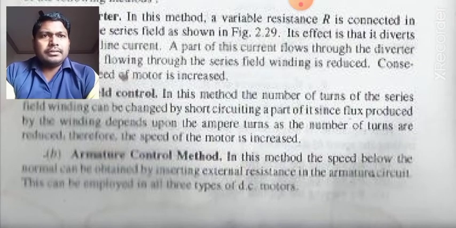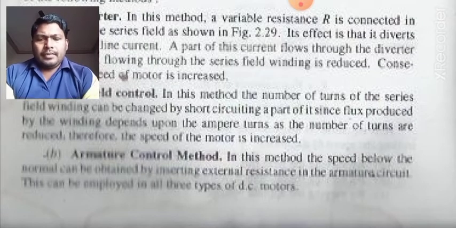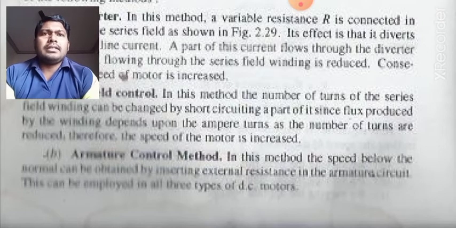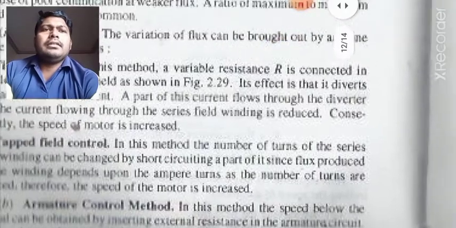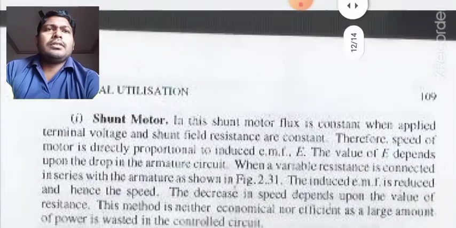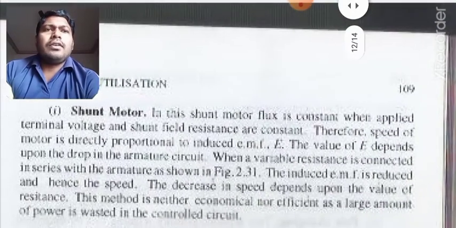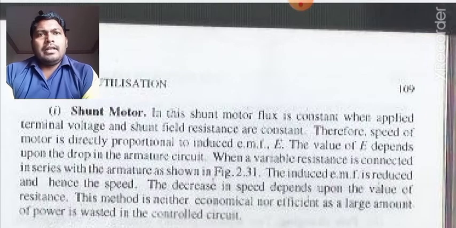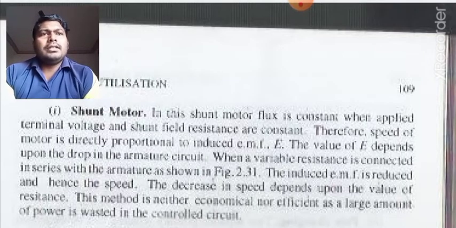Now in this method, the speed below the normal can be obtained by inserting external resistances in the armature circuit. As the name suggests, armature control, that means we have to insert resistances in the armature. This can be employed in three types of DC motors. So what are they? Shunt motors.